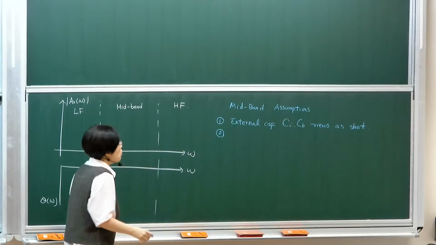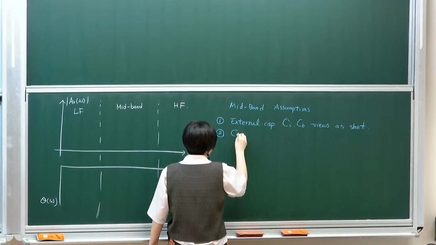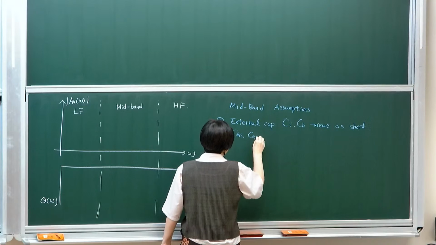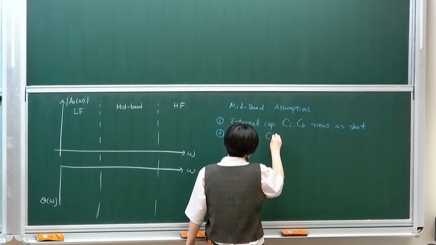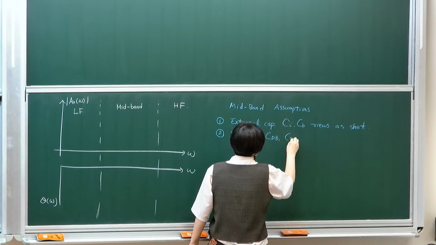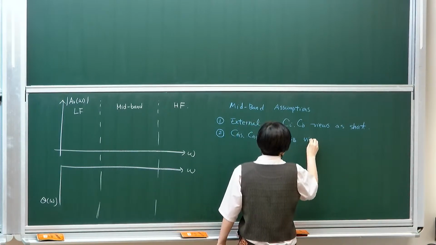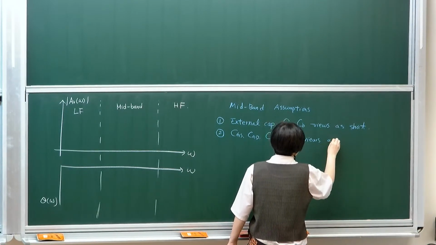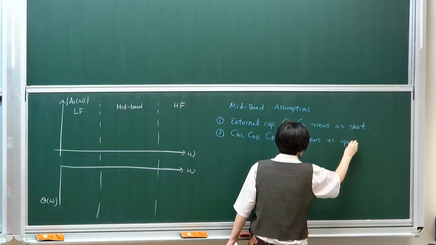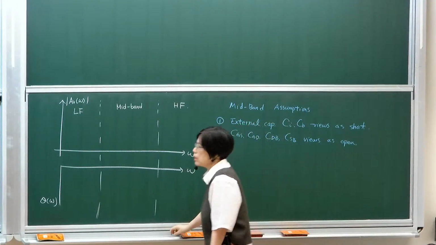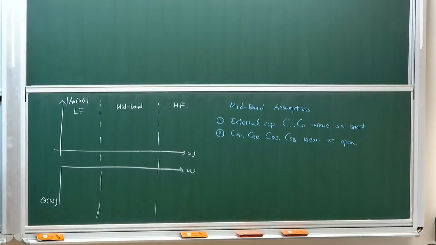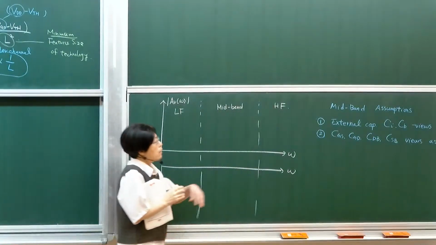External capacitance is short, and the parasitic capacitances, CGS, CGD, DB, SB, you ignore as open. So you don't consider the high frequency. The small capacitance, we're not considering its effect at this mid-band.